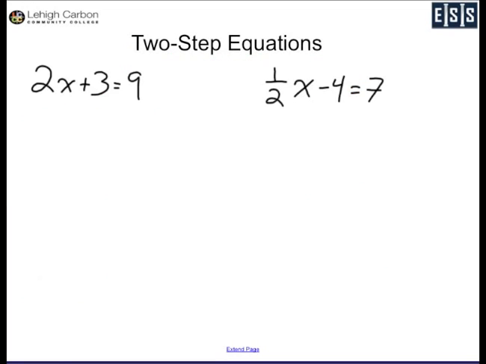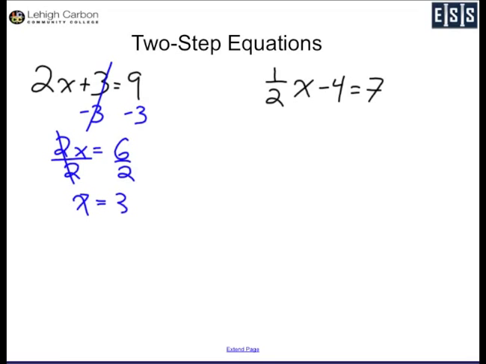Two-step equations. First, I have 2x plus 3 equals 9. So we said we have to do order of operations, or PEMDAS, backwards. I'm going to start by undoing my adding. So I'm going to subtract 3 from both sides. So now I have 2x equals 9 minus 3 is 6. Now I have 2 times x, so I'm going to divide by 2 on both sides.